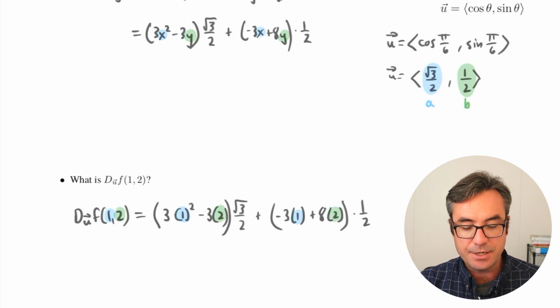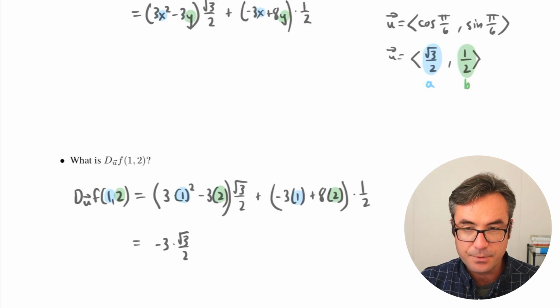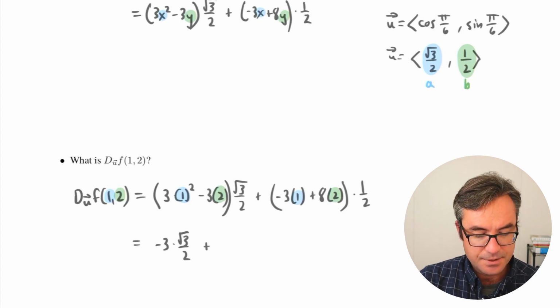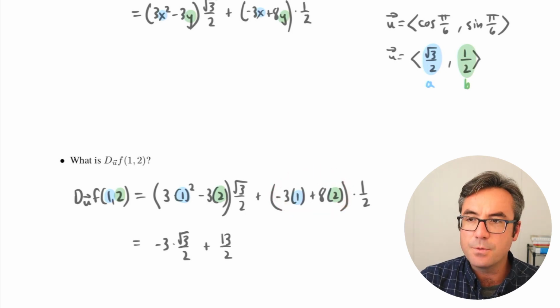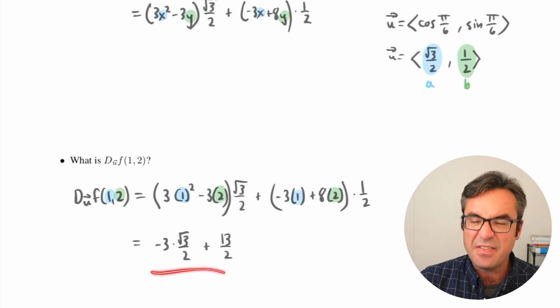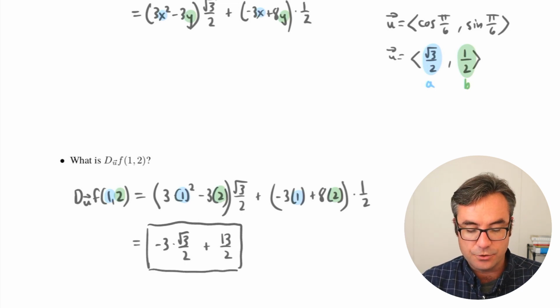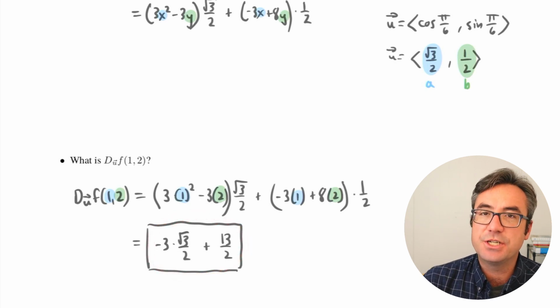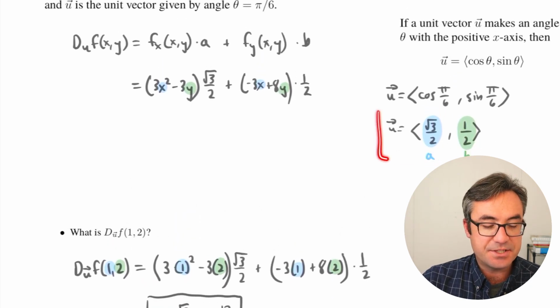And if we do the calculation, I think we're going to end up with negative 3 times square root 3 over 2, and then plus 13 over 2. If we wanted to, we could get a common denominator and add these together, but it's perfectly fine. So we get a number for our directional derivative once we evaluate. All right, so this is telling us how much the height of our function is changing as we take a small step in this direction.